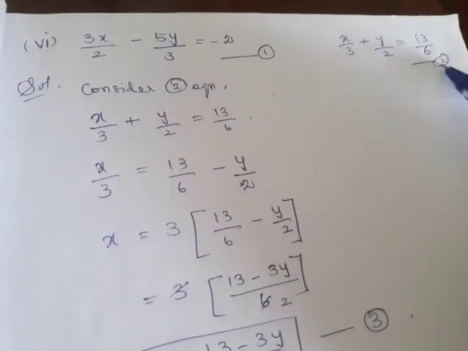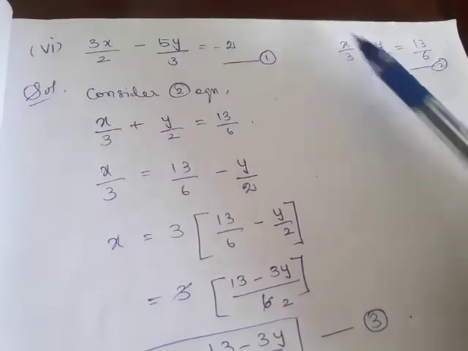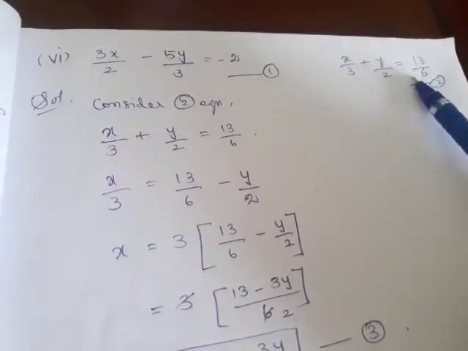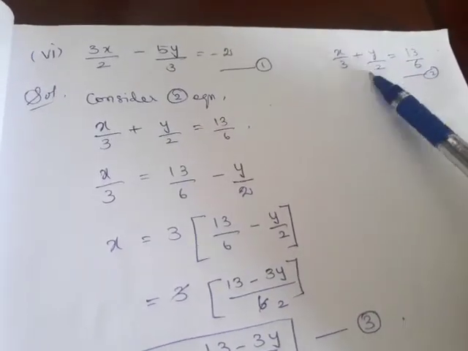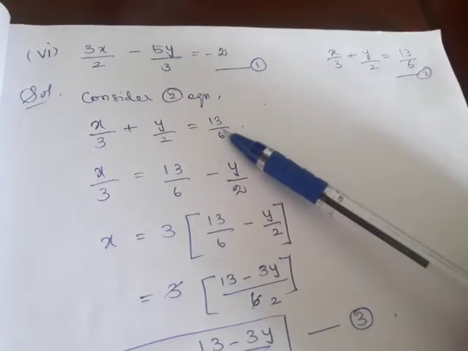Now here I started with the second equation. It's your wish. When I checked both the equations, I found the second equation to be simpler than the first. So I started with the second. If you feel the first equation is simpler, you can go ahead, right? So I have started with the second equation: x by 3 plus y by 2 equal to 13 by 6.